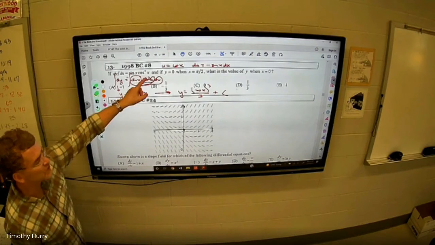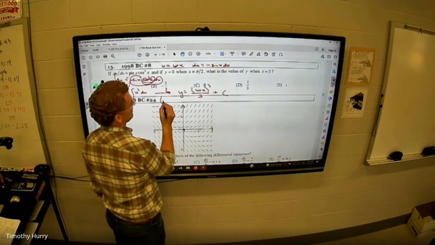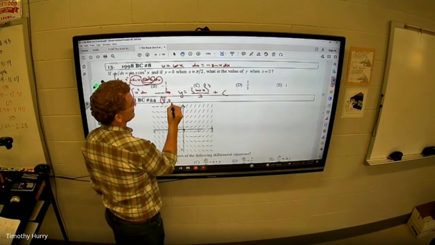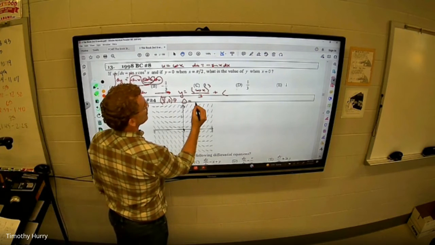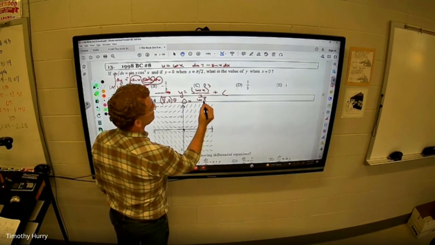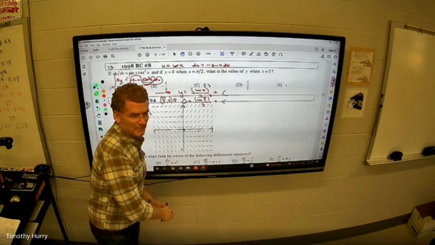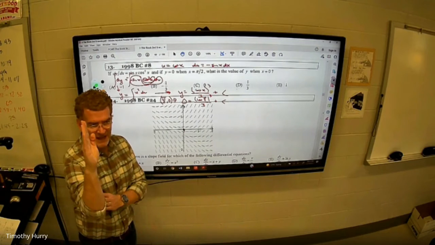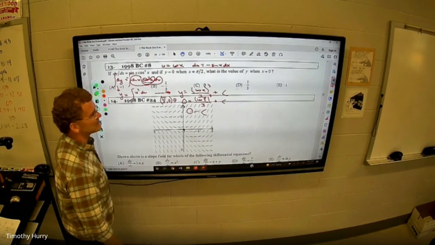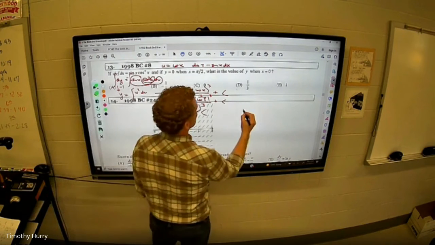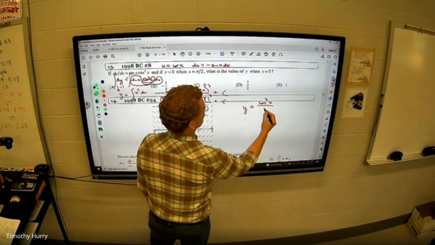When pi over 2 is your x, your y is 0. So I would probably say pi over 2 comma 0, show the reader that I'm plugging that in, plug a 0 there. What is cosine of pi over 2 when you cube it? Yeah, pi over 2 is straight up. The x value straight up is 0. So I end up getting c is 0. It's kind of nice, right? So my y is just cosine cubed x over 3.